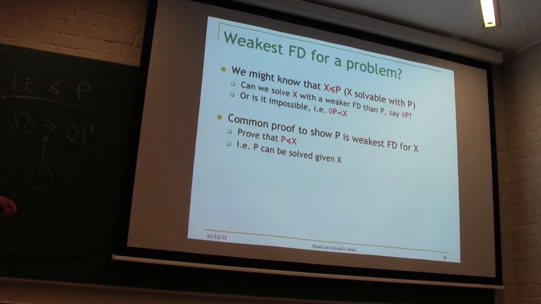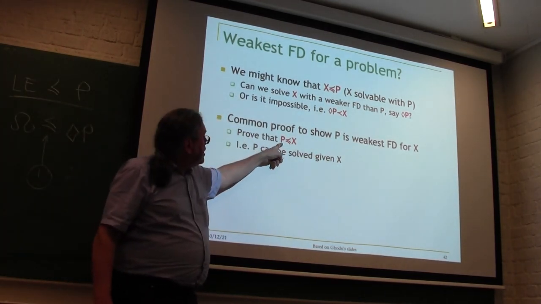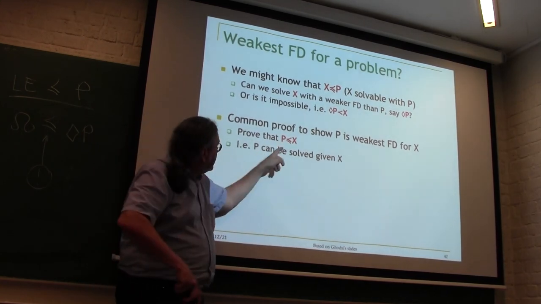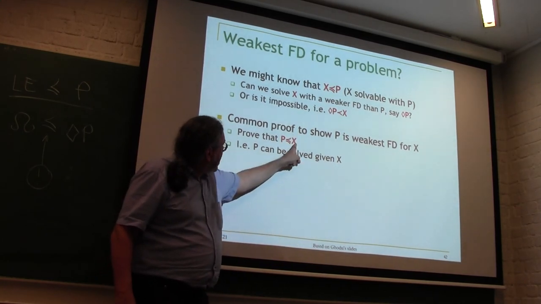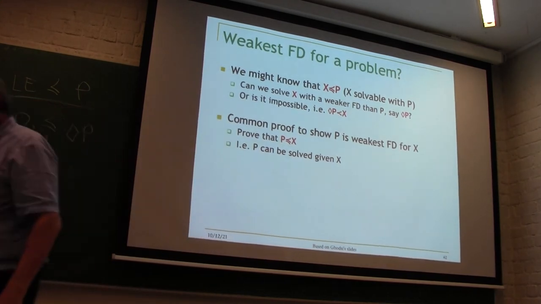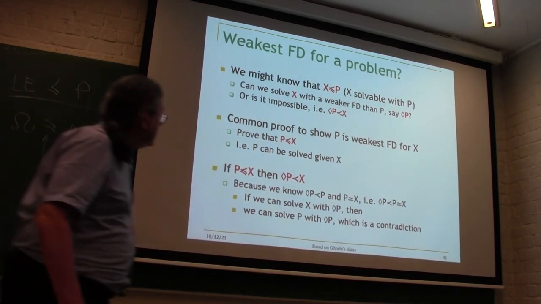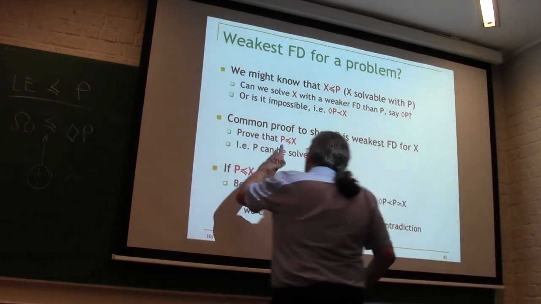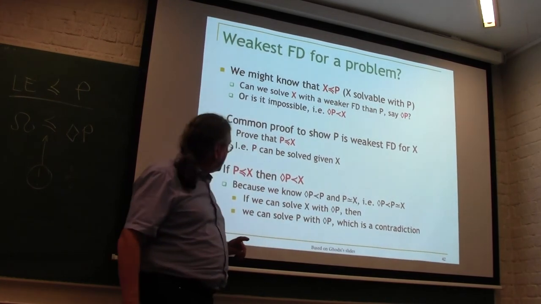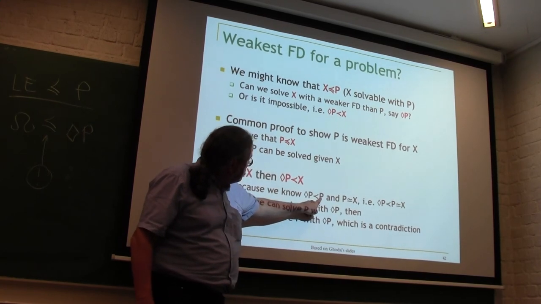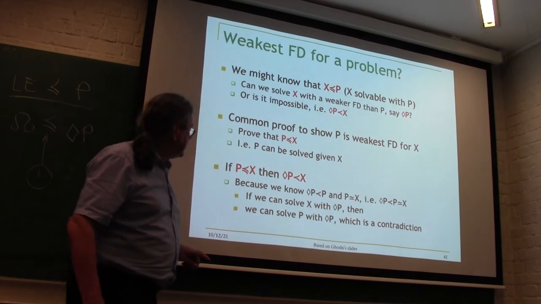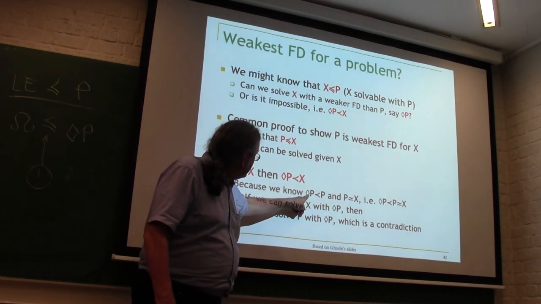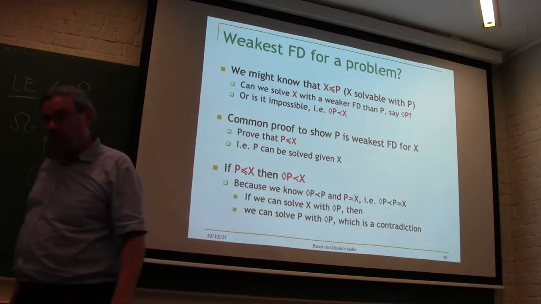We can actually show that P is the weakest failure detector, meaning you cannot go to eventually P. If we can show that P is reducible to X, that means using X we can implement P, then we know that P and X are equivalent. But we also know that eventually P is strictly weaker than P. Since P is equivalent to X, that means we cannot solve X using eventually P, because otherwise you could use eventually P to solve P.